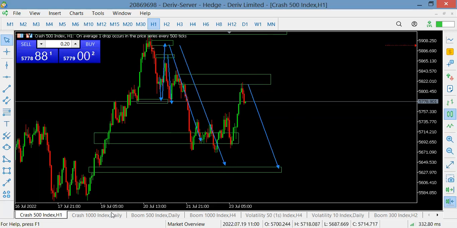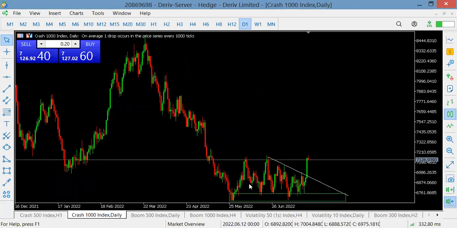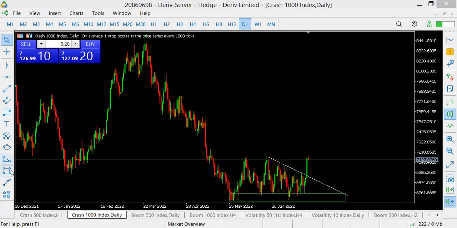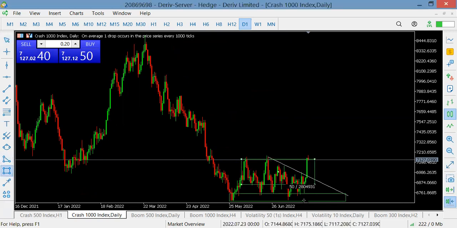And also, I think we looked into Crash 1000 index. Yeah, Crash 1000 index, and I speculated categorically that currently on the daily time frame, where the chart is right now, Crash 1000 is actually ranging. It is ranging at the moment, and I won't be looking to enter into this market for either a buy or a sell until I see price break through this range.